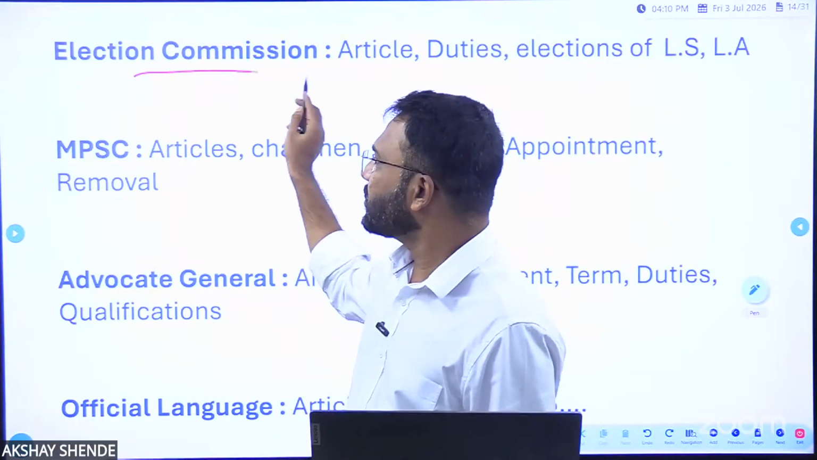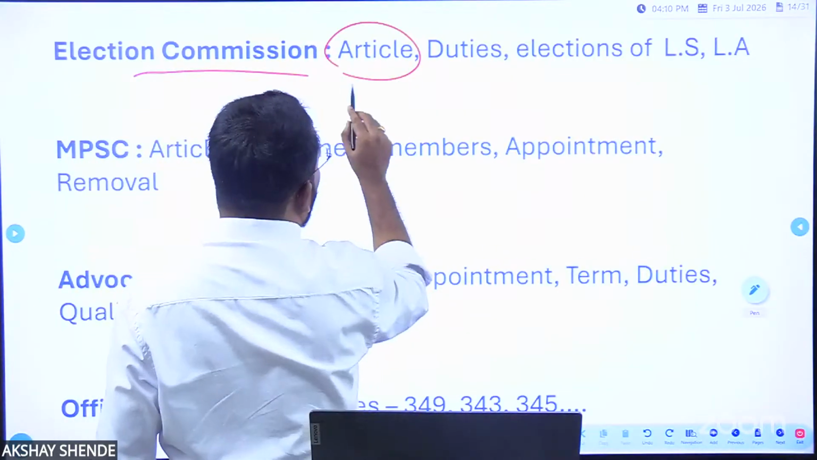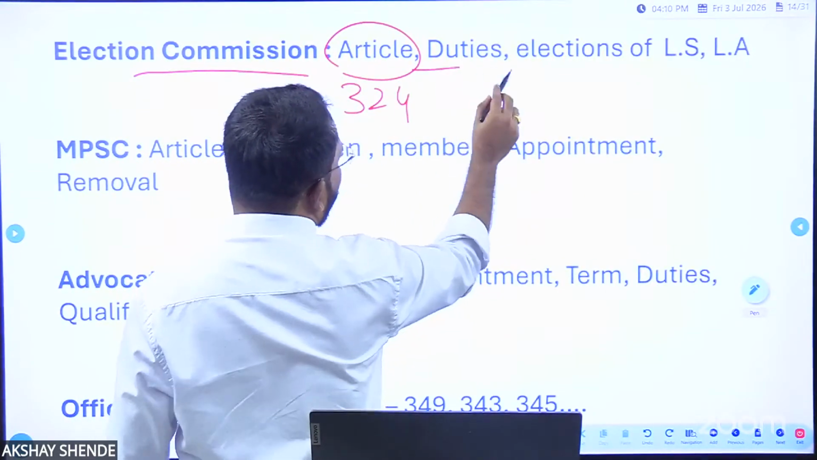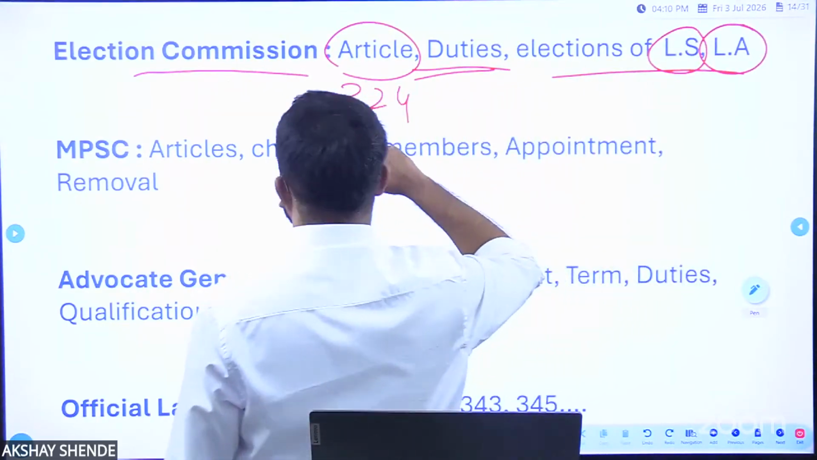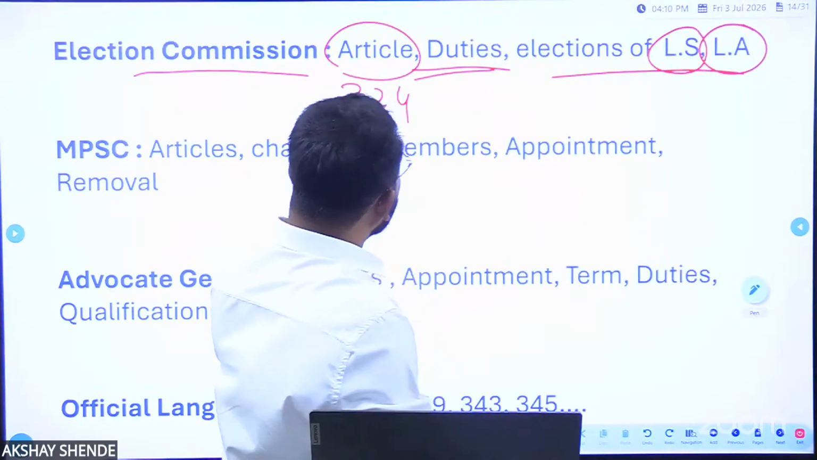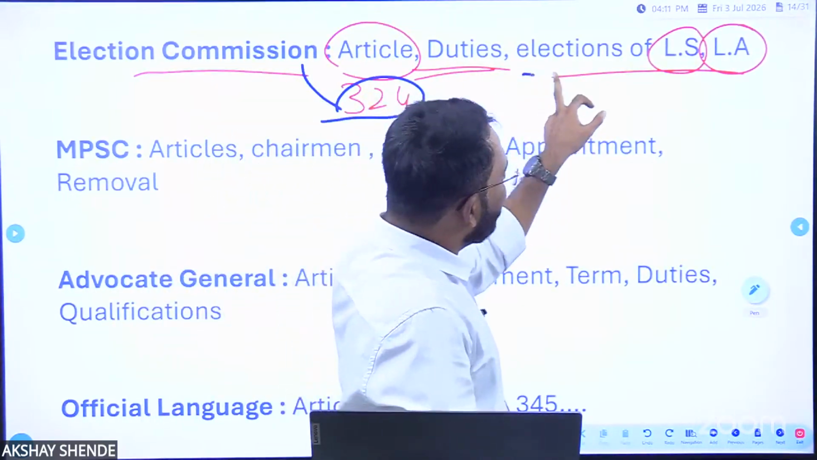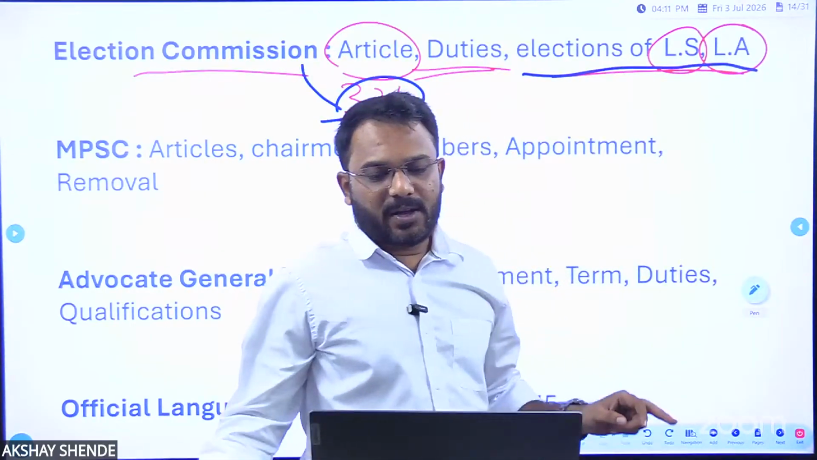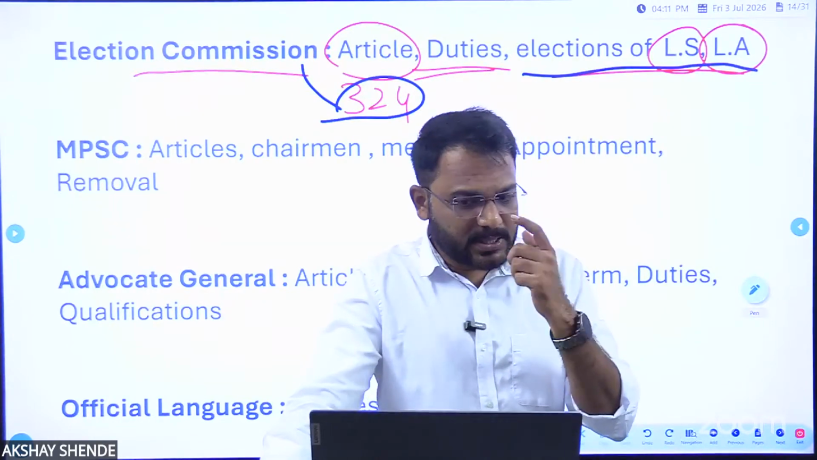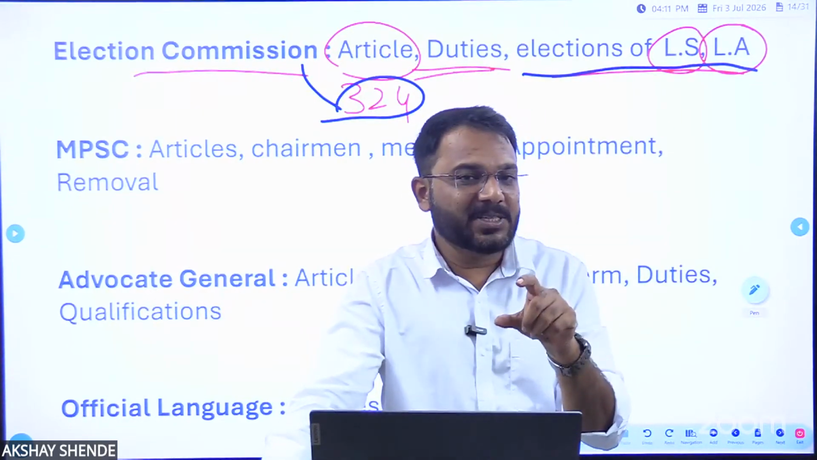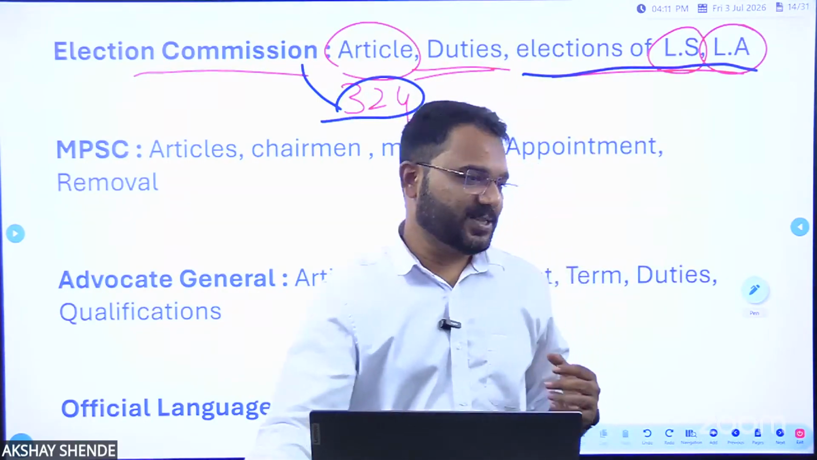Now comes the Election Commission. Articles, Article 324, its duties, elections of Lok Sabha, Legislative Assembly. The questions they have asked you here, that which article is related to Election Commission. Okay, which elections are the responsibility of Election Commission of India? Does the election of Gram Panchayat is conducted by Election Commission of India? So all these sort of questions they have asked you.